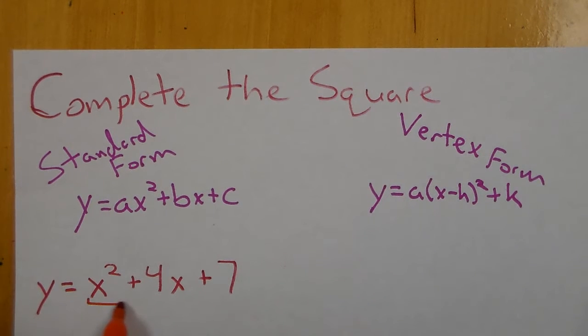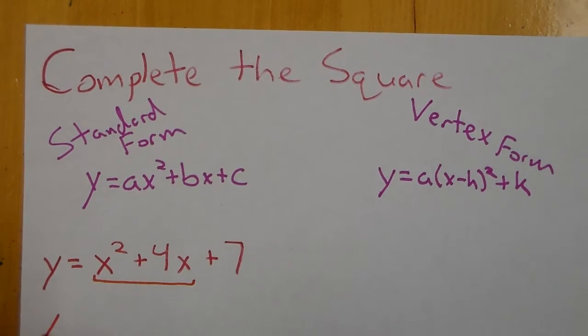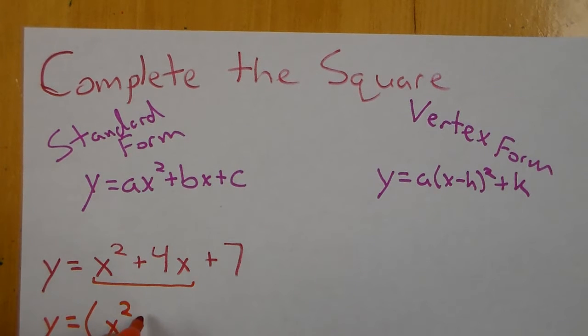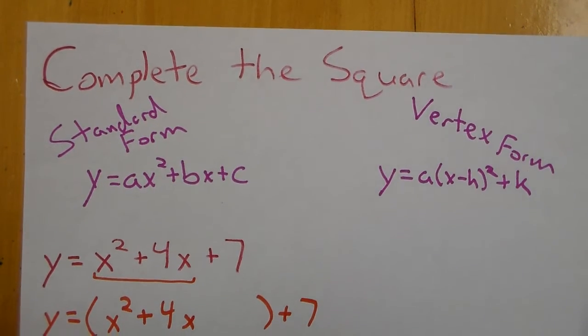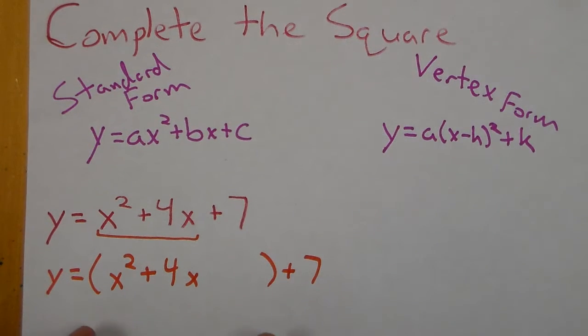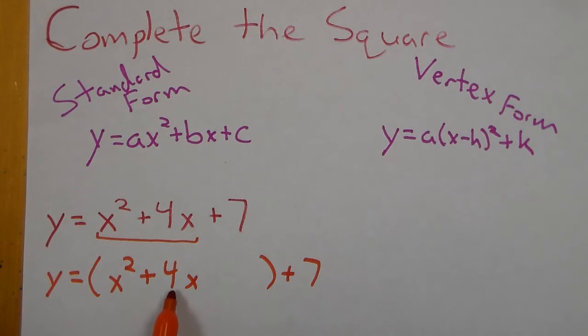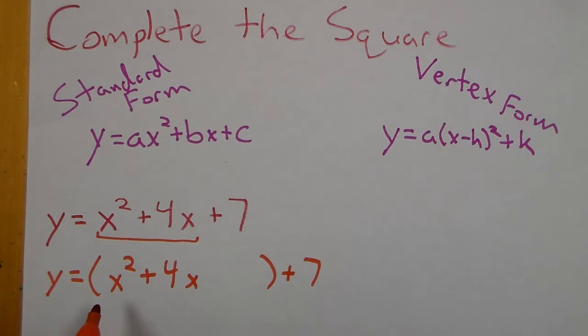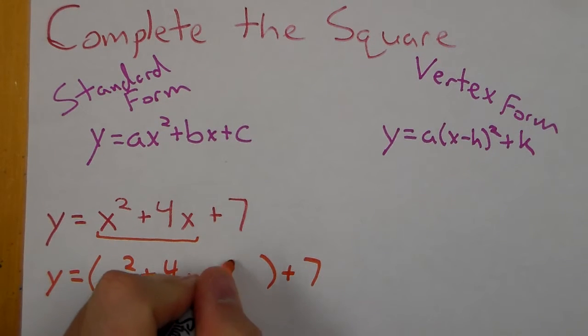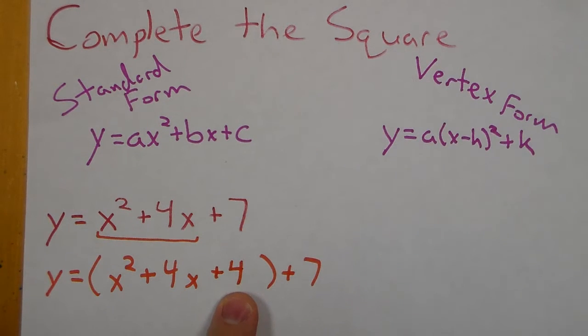I really want to look at these two terms, so I'm going to write y equals x squared plus 4x, and then let's just put the 7 off on the side. I'm not going to subtract it over, I'm just going to leave it there. So this is what I want to complete the square with. Our rule is we take half of 4, half of b, and square it. So 4 divided by 2 is 2, squared is 4. So we're going to add 4 in here.